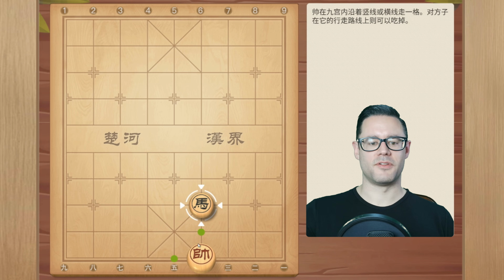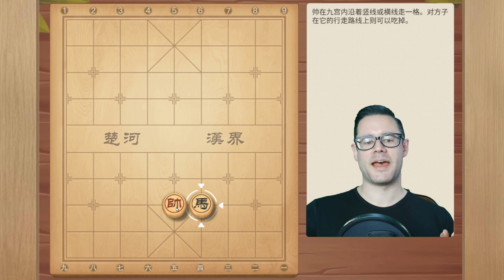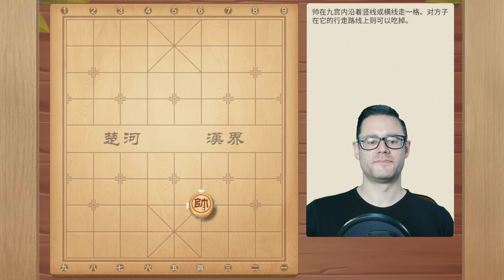Here's another example with the general, and I'm going to take the long path around so you can see that this move is valid because the horse is not targeting the general here, so the general doesn't get put in check, and the general can capture sideways as well.